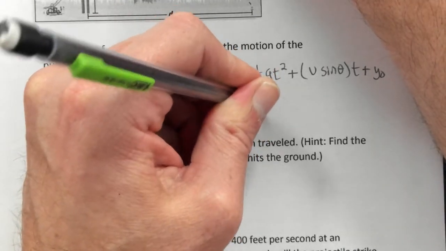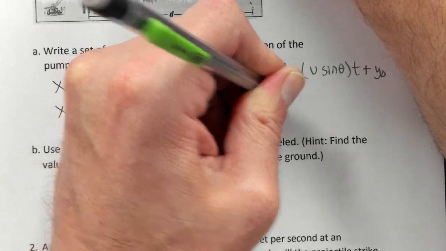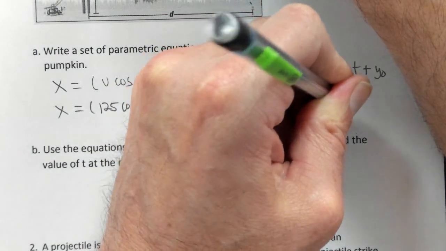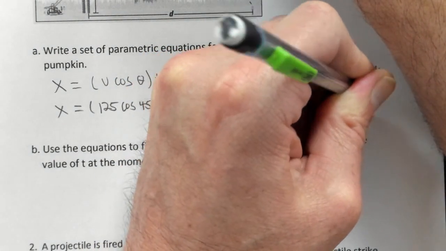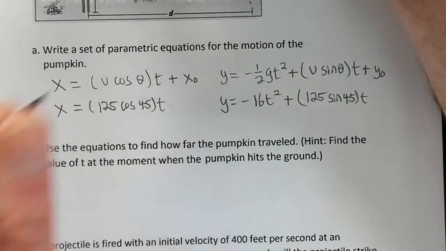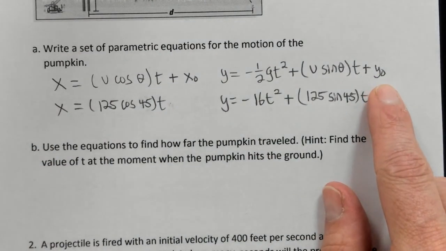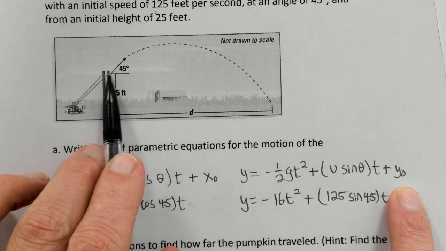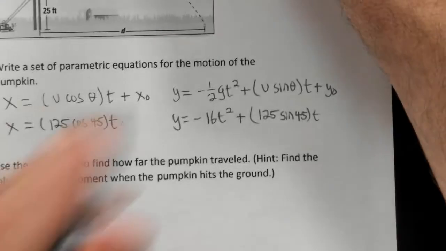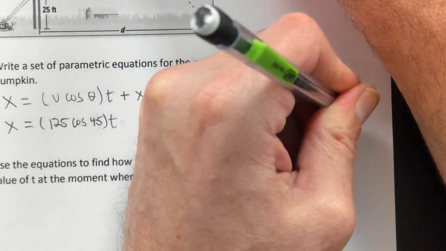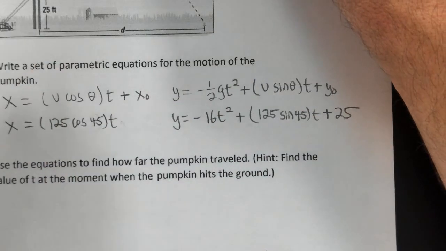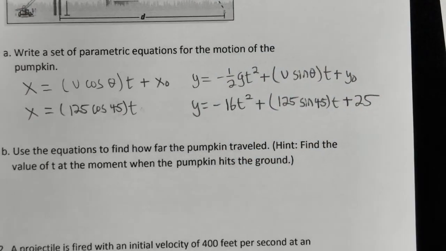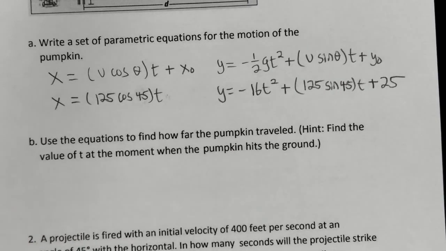I'm going to go ahead and simplify that and make that 16 t squared, plus initial velocity still 125, sine, my angle is still 45, close that off, t. And now my initial height, remember, it's from an initial height of 25 feet, so it's being catapulted from 25 feet up in the air. So that's going to be plus 25. It's not being catapulted from the ground, it's actually being catapulted from a height of 25 feet. Now we've got our two equations, so we've answered the first part of the problem.